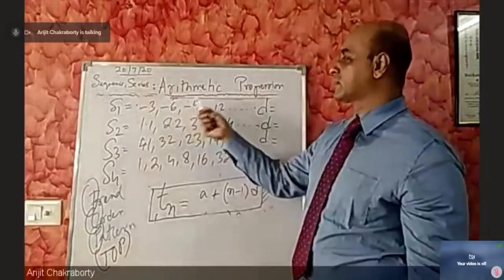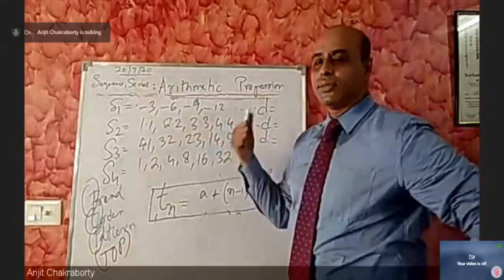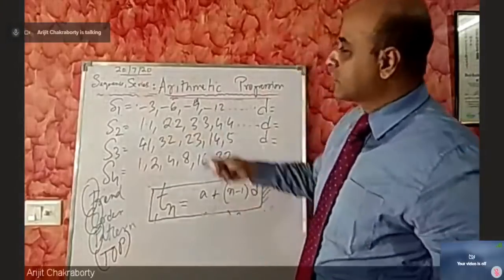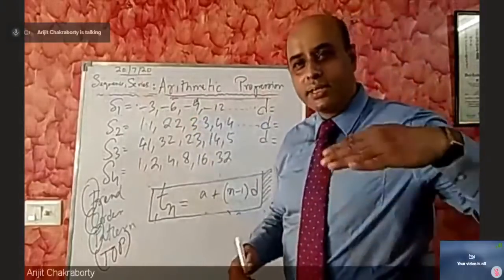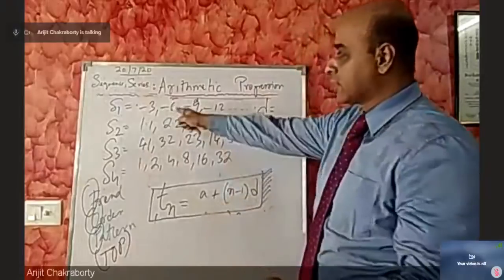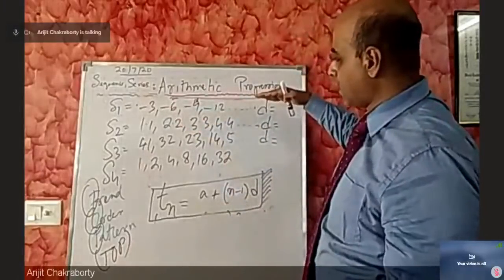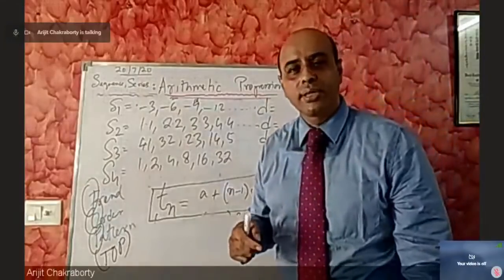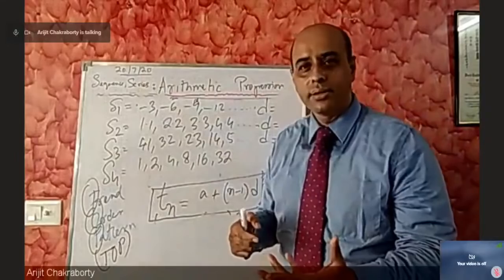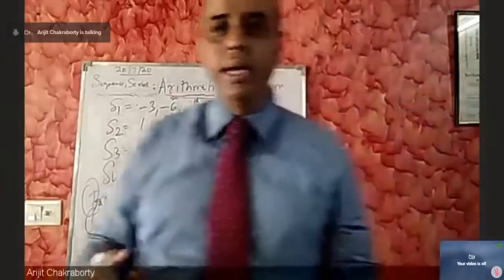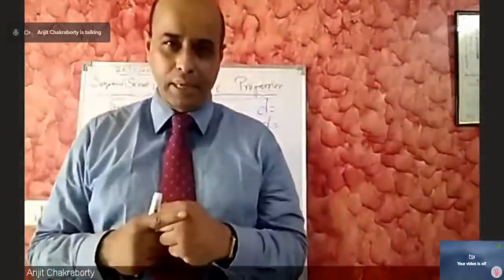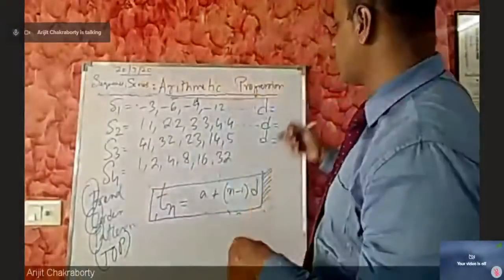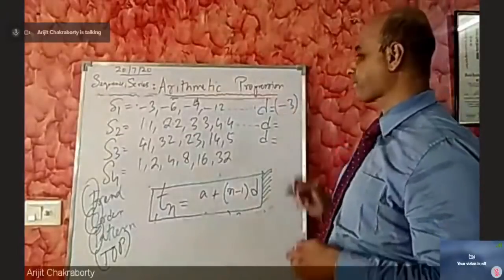Well, -3, -6, -9, -12, yes, there is a distinct order, a distinct trend, and you see it is decreasing. -3, then -6 is decreasing, -9. So here, the common difference is how much? It is decreasing by how much? It is decreasing by 3. So the common difference is -3, right? So I write common difference -3.